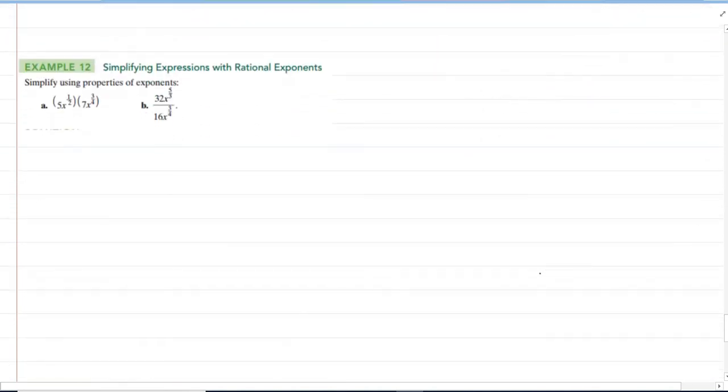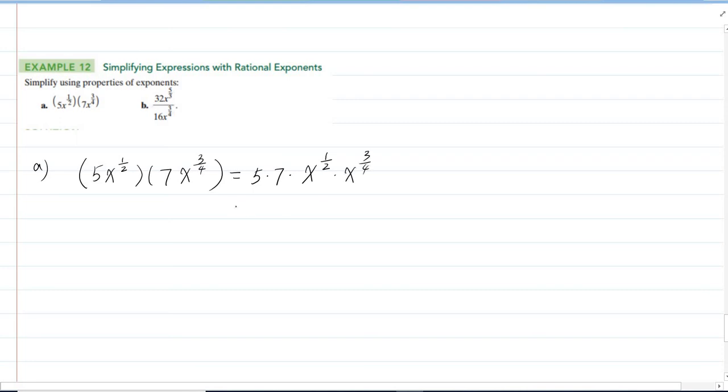Okay, example 12. Simplify with the rational exponents. For part A, we have 5x to the 1/2 power multiplied by 7x to the 3 over 4 power. Since it's multiplying, we can change the order a little bit. We're going to use 5 multiplied by 7, then we're going to put x to the 1 over 2 multiplied by x to the 3 over 4 power. Now I can multiply 5 times 7, and that gives you 35. And then here we have x.